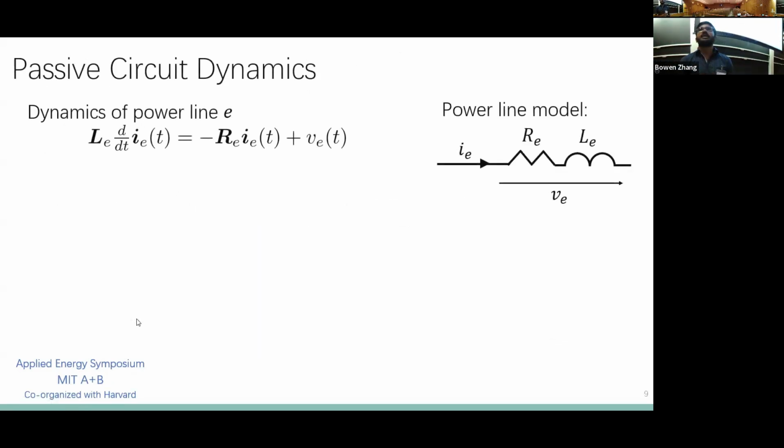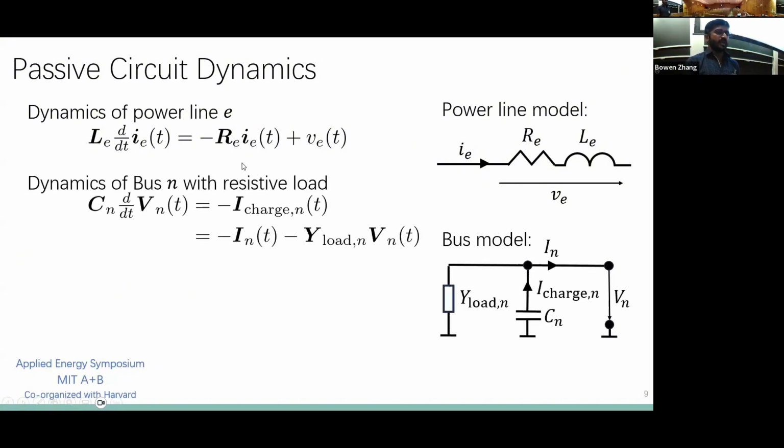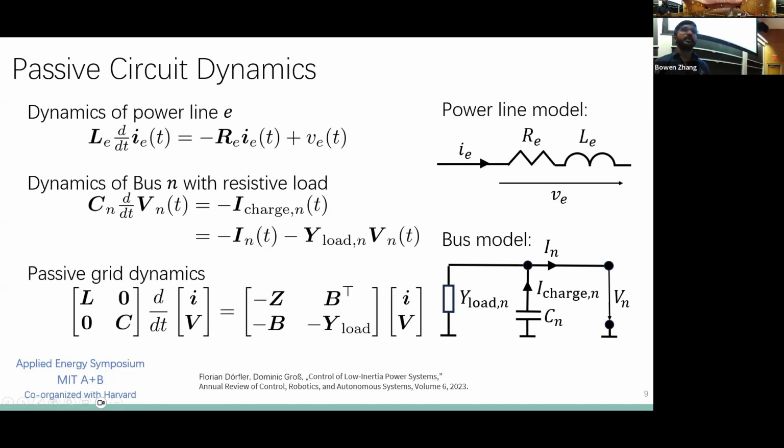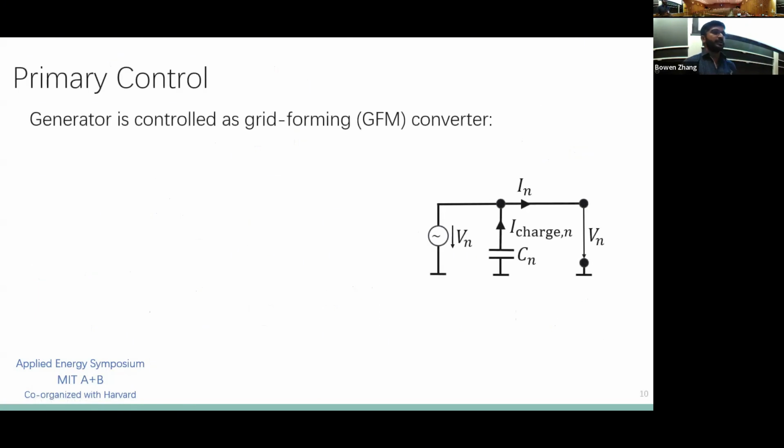And so using that, we can derive the passive circuit dynamics. So the dynamics of the power line, that is the RL element. And then we have the dynamics of the bus, which includes the effects of the capacitance and also the resistive load. And so if we combine both of these, we get the passive grid dynamics in a state space form, which we can then use in the control strategy.